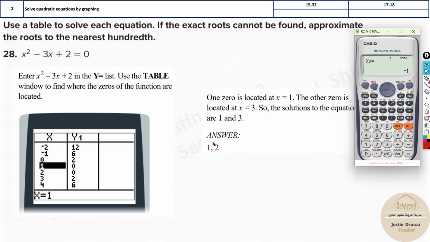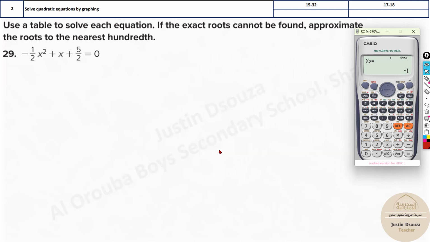And over here, same thing, you will get the answers very straightforward. Now over here, doesn't matter. Whatever is the coefficient, write it as it is. Negative half or 0.5, plus 1, next one, plus 5 by 2 or 2.5. You can write 5 by 2.